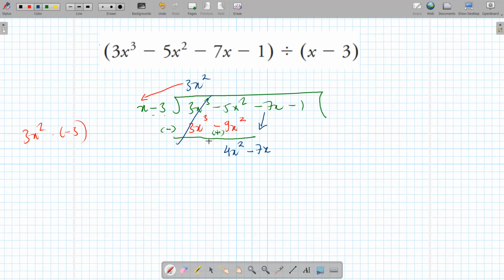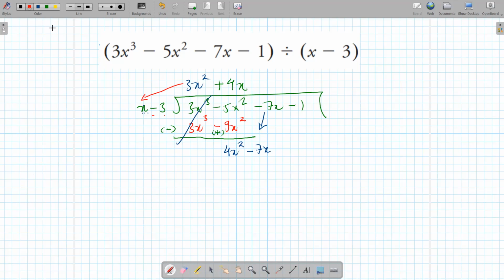Now we ask ourselves, how many times does x go into 4x squared? Basically saying, what's 4x squared over x? You can also look at it this way, 4 over 1, x squared over x. 4 over 1 is a 4. What is x squared over x? Just x. So x goes into 4x squared 4x times. You just divide and use the exponent rules.